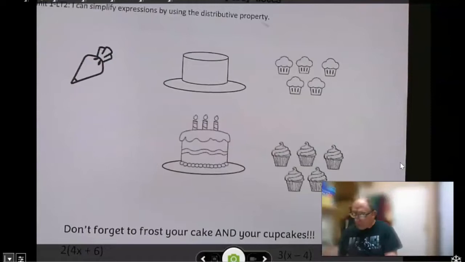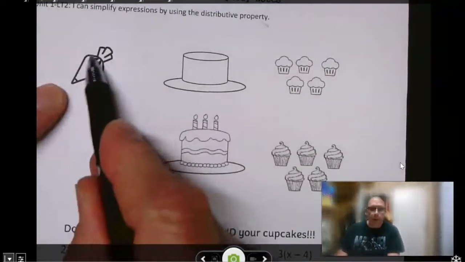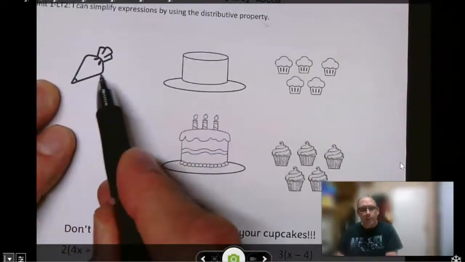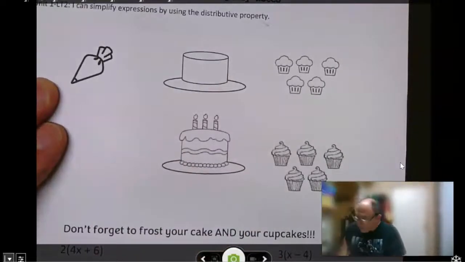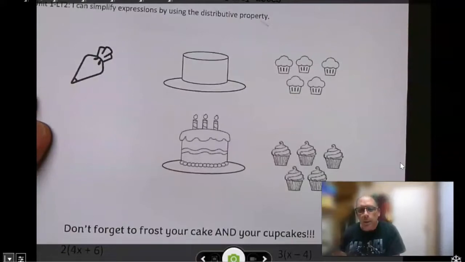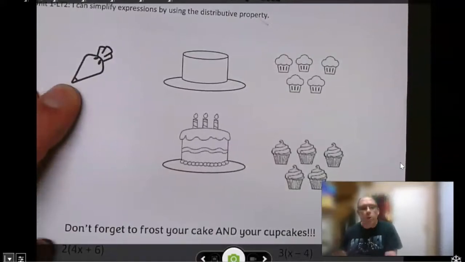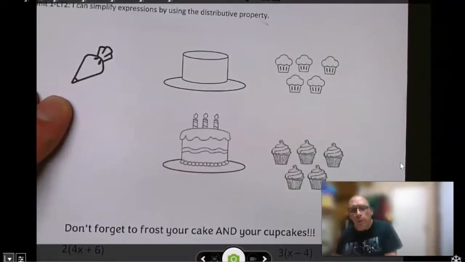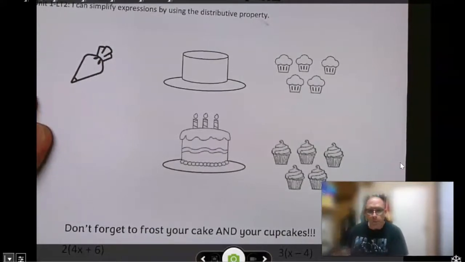So does anyone recognize this bag? Can you just say it out loud what that is? I know a lot of you recognize this. I'm hoping someone said something to do with frosting, right? And doing cakes. Can you raise your hand if you've ever used one of these? Kind of cool. I like to eat frosting from those. That's usually what I think. I've never actually worked with it.